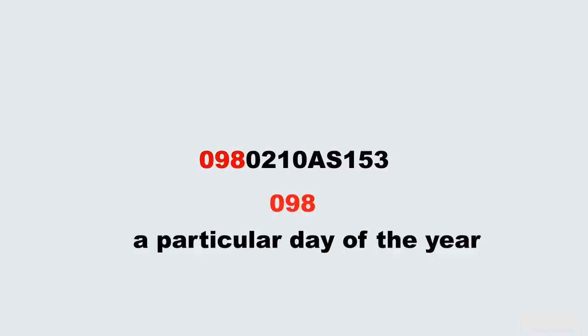Cancellation code. When a cancellation is accepted, a cancellation code is developed and given to the guest, which can be used as a reference in future. Let us take a hypothetical cancellation code like 098 02 10 AS 153. The first three digits, 098, represent a particular day of the year. Here, 098 stands for the 98th day of the year, that is 8th April. The following two digits, 02, stand for the year, that is 2002.